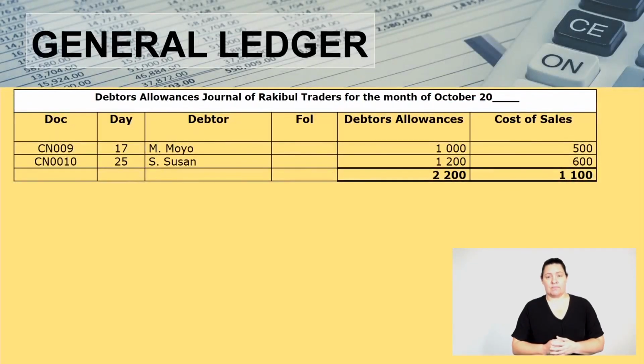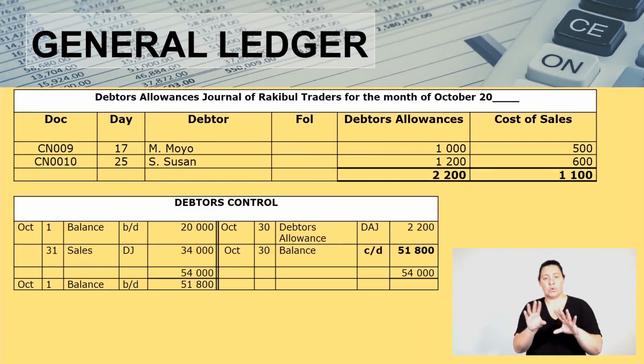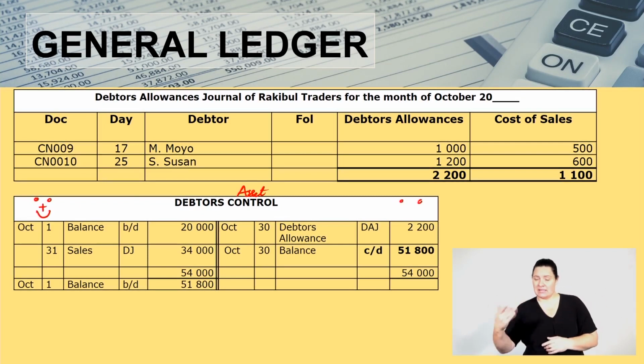Okay. Here, when you see that you have your 2,200, we are going to post it to the debtors control. Remember, debtors control, this is an asset account. That means it increases on the debit side. On the debit side, it's a plus. On the credit side, it is a minus. So you have your balance, 20,000. Sales, when we would have sold goods to debtors, hence you see here we have sales from the DJ.